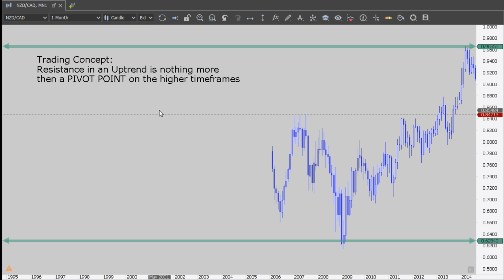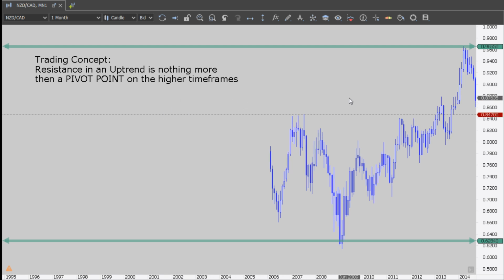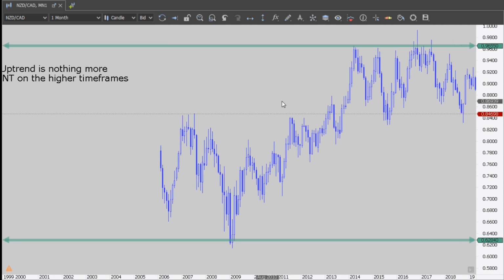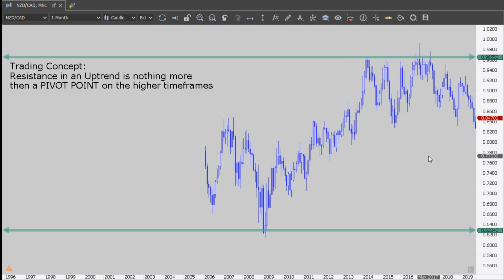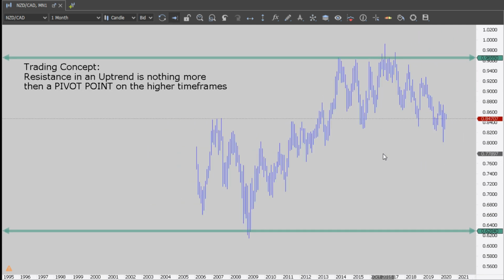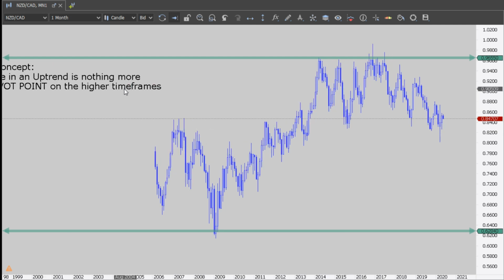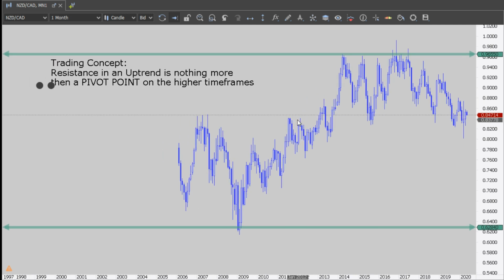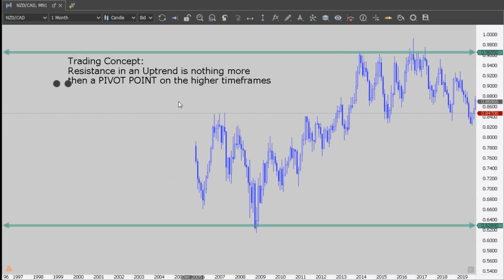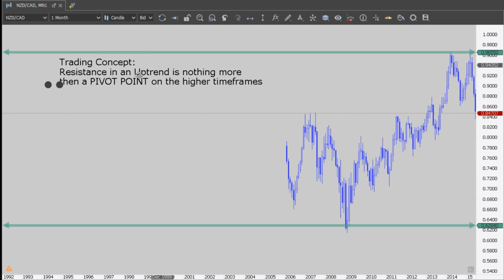Hello David, how are you? Hello Santano, hello Annie. So resistance in an uptrend is nothing more than a pivot point on the higher time frames. Okay, why is that? Because yesterday, if you remember, we copied and pasted the support, resistance and pivot points from the monthly chart to the daily, weekly and 1 hour, 2 hour chart. Remember?